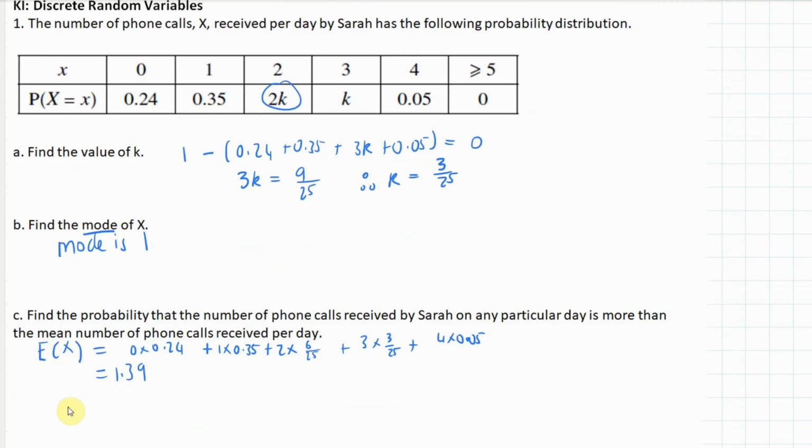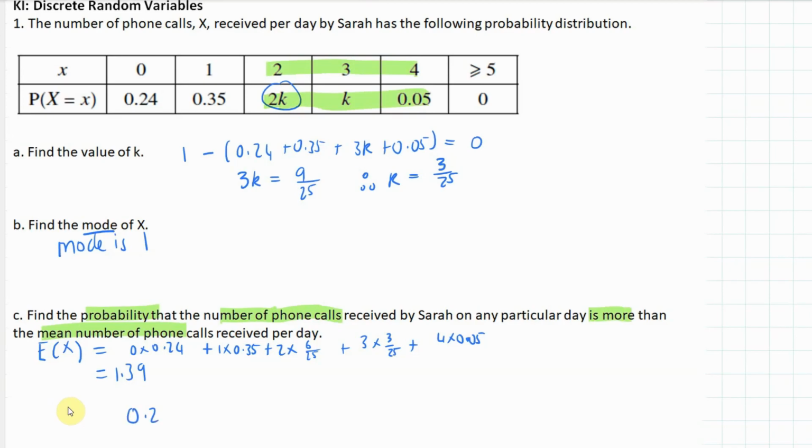Now, the question is asking, find the probability that the number of phone calls is more than the mean number of phone calls. Okay, so 1.39. So the probability that it's more than that is going to be these bits here, like you get 2, 3, 4 or more phone calls.